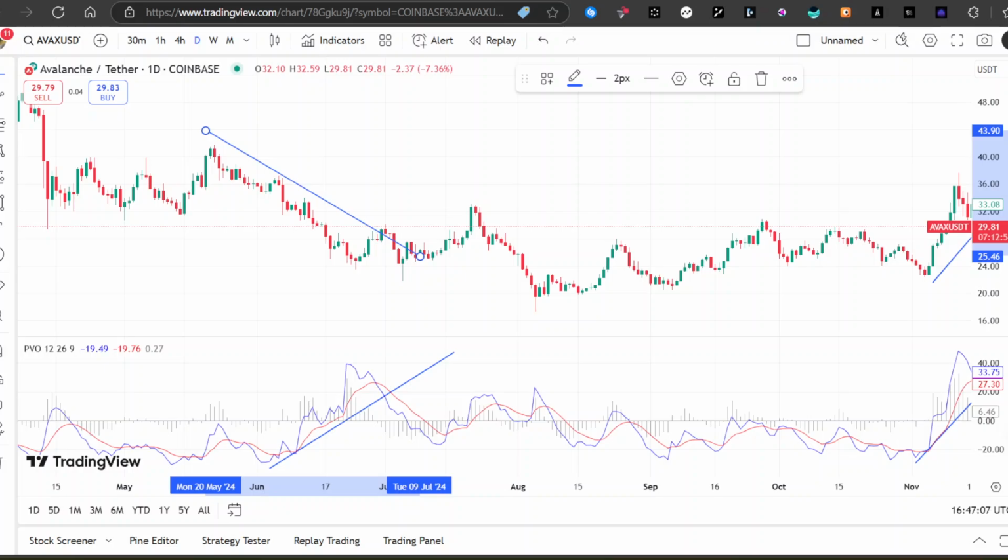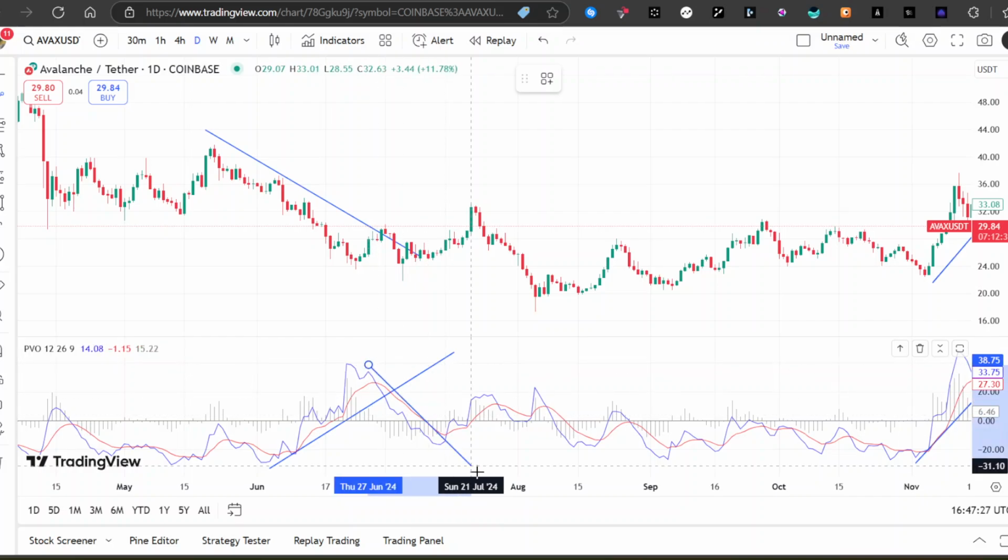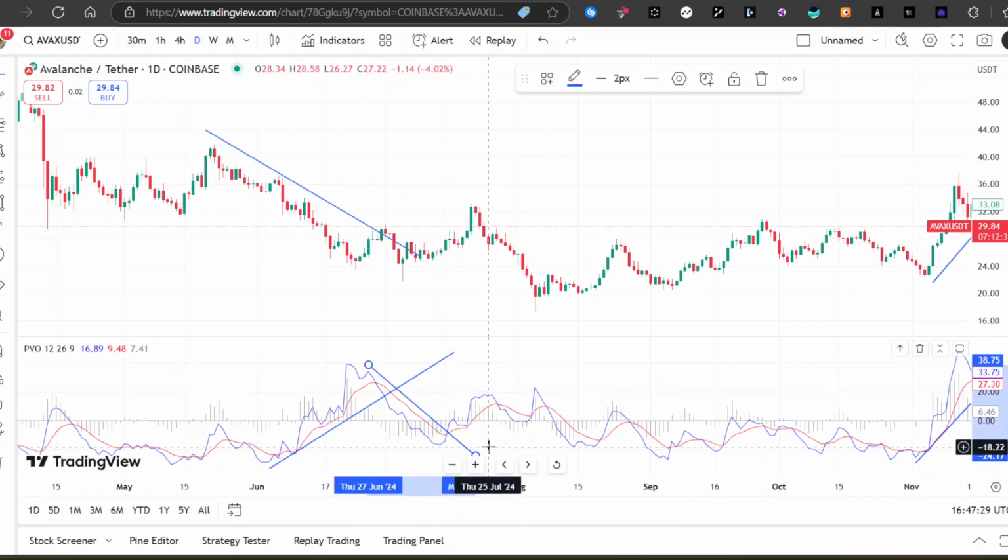And then this indicator also detects market weaknesses. Just like how it detects market strength by a rising PVO, it also detects market weaknesses by a falling PVO, showing a decline in volume momentum. So when you notice that the PVO begins to decline, it shows that there is declining volume momentum, and it means that the trend is probably going to come to an end soon.